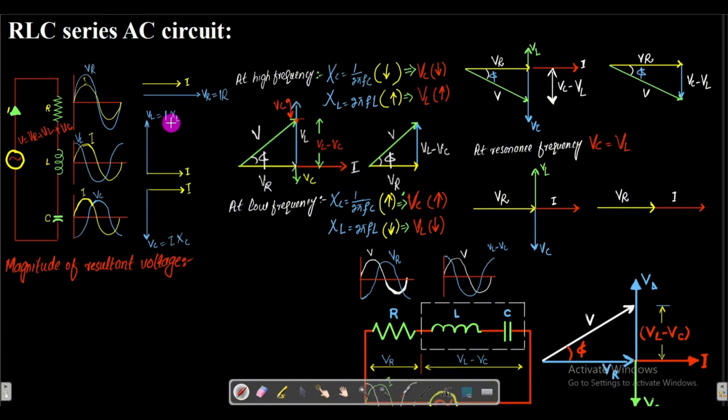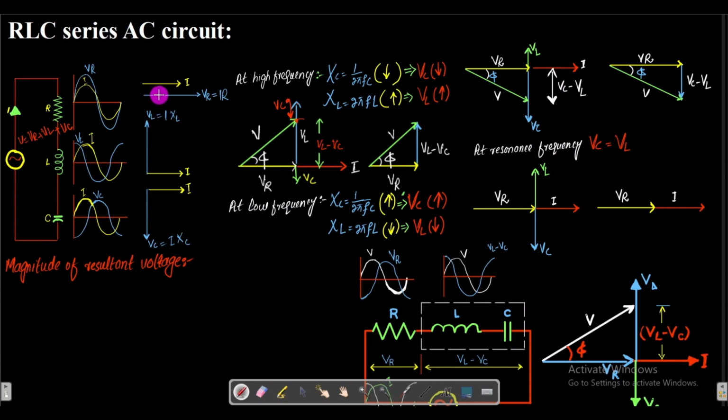And now we are interested in finding the resultant voltage. For that we will add this VR, VL, and VC. These are considered here in the form of a phasor diagram. So we will apply vector algebra, and in vector algebra, if you add some vectors, you apply the head-to-tail rule.